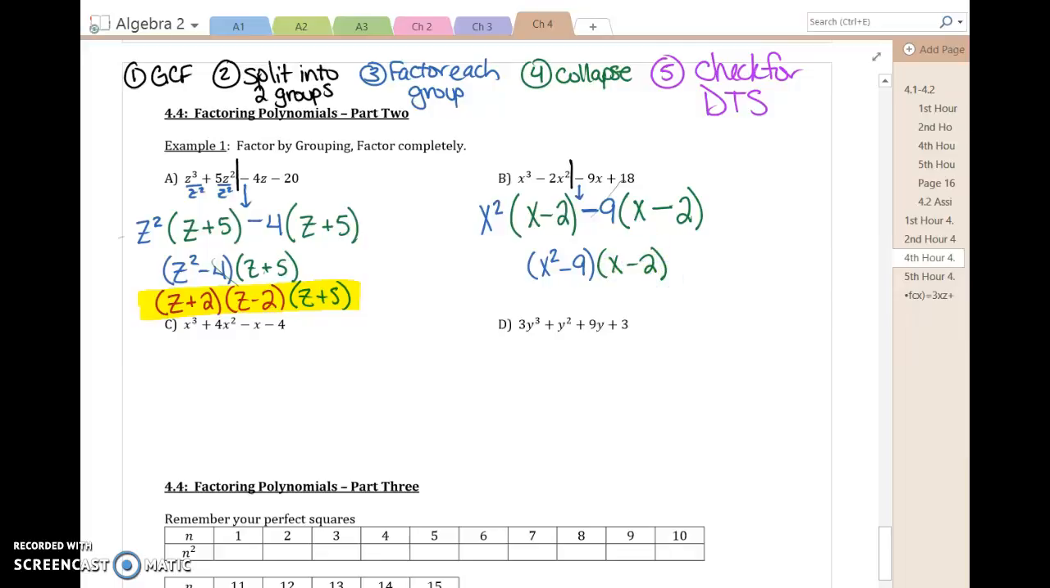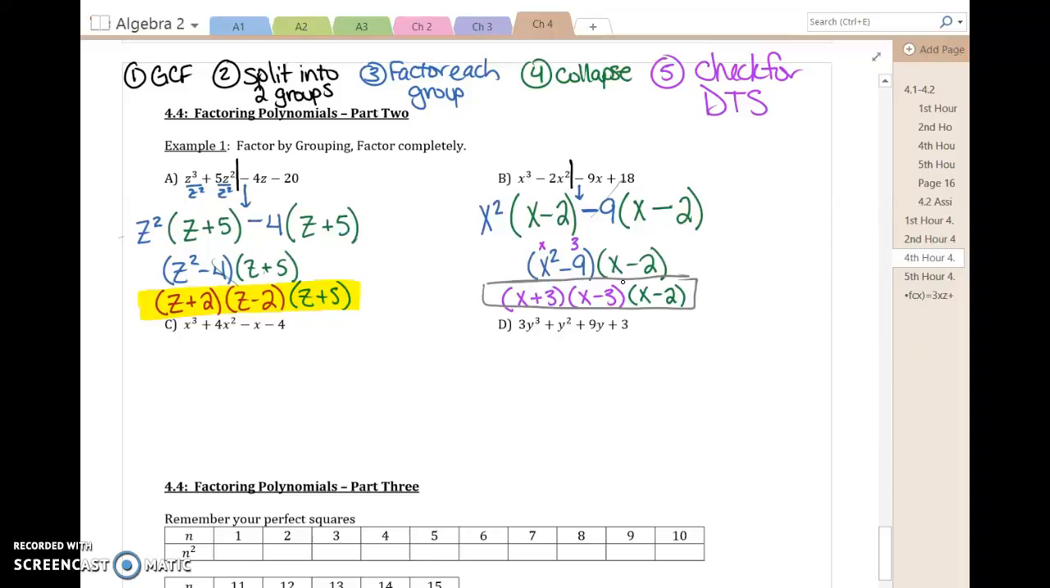Is that answer done? No, it is not fully factored because we still have x squared minus 9. X squared is the perfect square of x. 9 is the perfect square of 3. So that blue set of parentheses factors further into x plus 3, x minus 3, and we still have the x minus 2. And that is your fully factored form.